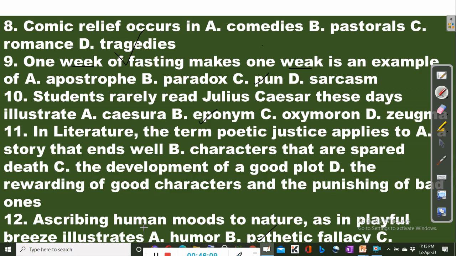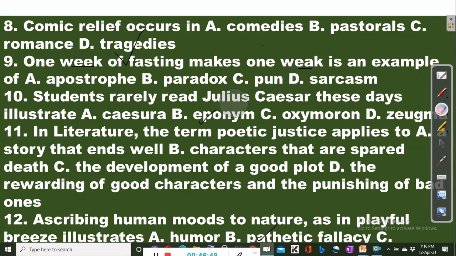And of course, when we are looking at pathetic fallacy, it resembles personification. Personification is describing a non-human entity with human qualities. For instance, when you say the sky is smiling, that of course is personification. But there's a slight difference between pathetic fallacy and personification. All right, so let's go over to the next screen.